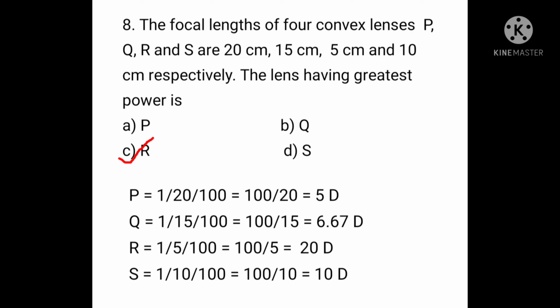Power is the reciprocal of the focal length. Here the focal lengths are given in centimeter, so we have to convert it into meter. The power of P is equal to 1 by 20 by 100, which is equal to 5 diopter. Power of Q is equal to 1 by 15 divided by 100, which is equal to 6.67 diopter. Power of R is equal to 1 by 5 divided by 100, which is equal to 20 diopter. And power of S is equal to 1 by 10 by 100, which is equal to 10 diopter. So here the lens with the greatest power is lens R with the focal length 5 and power 20 diopter.